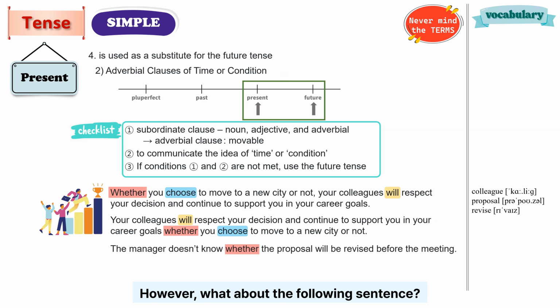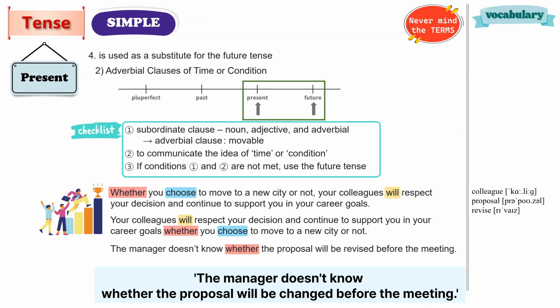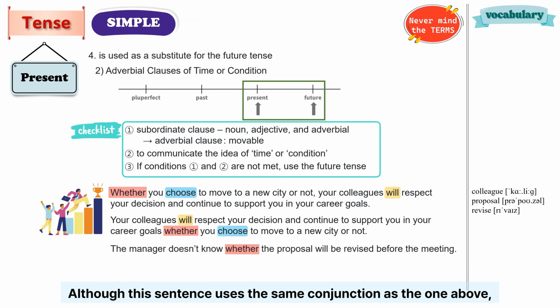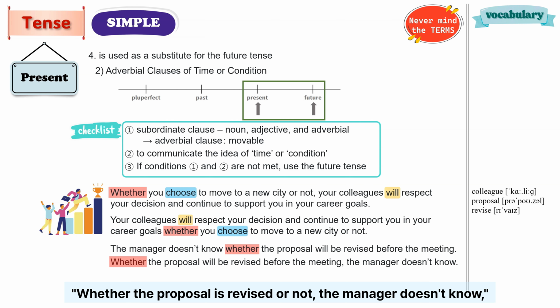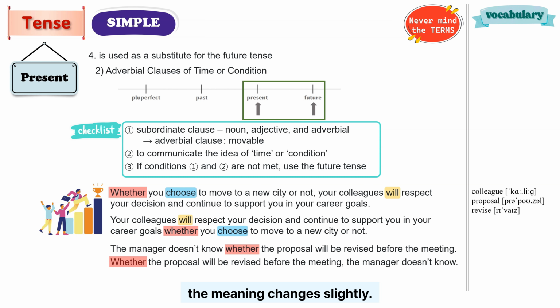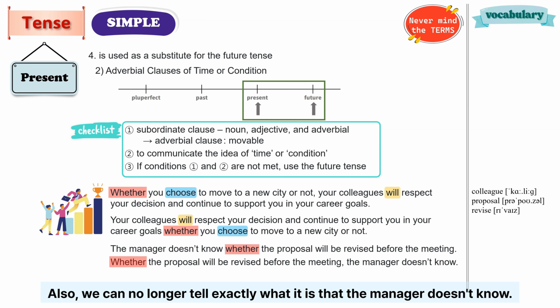However, what about the following sentence? The manager doesn't know whether the proposal will be changed before the meeting. Although this sentence uses the same conjunction as the one above, if you change the order of the clauses and say whether the proposal is revised or not, the manager doesn't know, the meaning changes slightly. Also, we can no longer tell exactly what it is that the manager doesn't know.